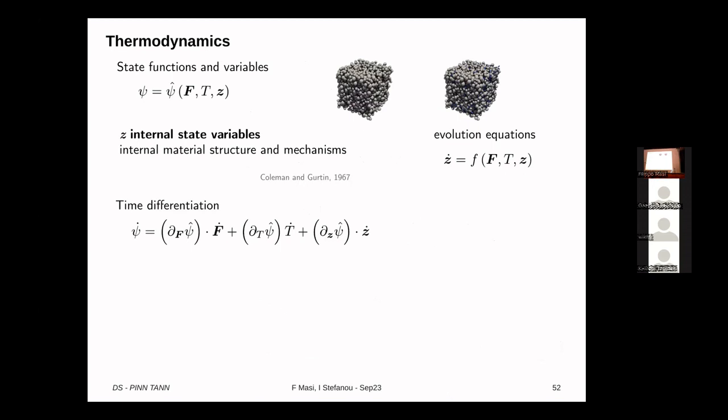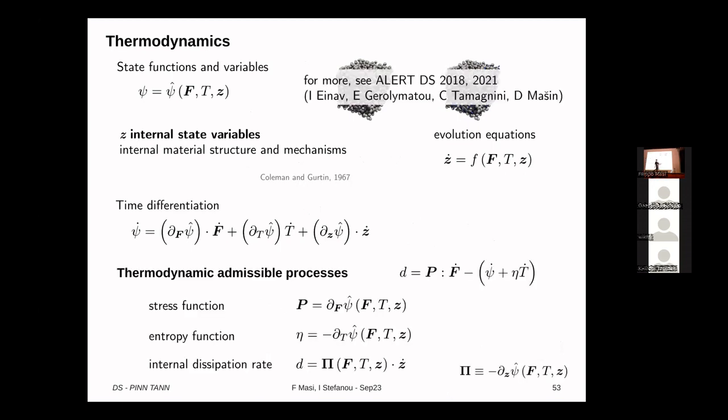And at that point, we can insert this into the Clausius inequality. So the dissipation rate is equal to this, and we will find the definition of what a thermodynamically admissible process is. That is a process for which the stress is the partial derivative of the energy with respect to the deformation gradient. Something very similar holds for the entropy, which is conjugate with respect to the temperature. And then we find that the internal dissipation rate, the mechanical dissipation rate, is simply given by the product of what we might sometimes call thermodynamic stresses, the big Pi there, and the rates of the internal state variables.